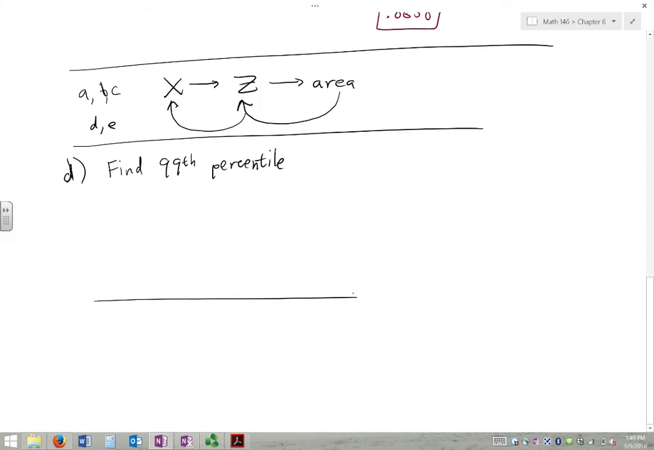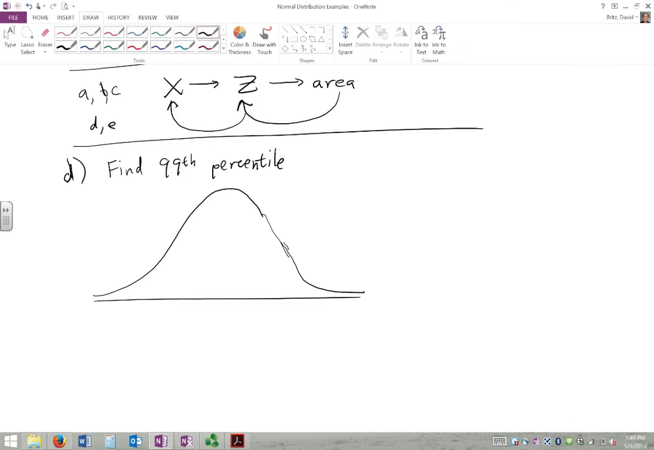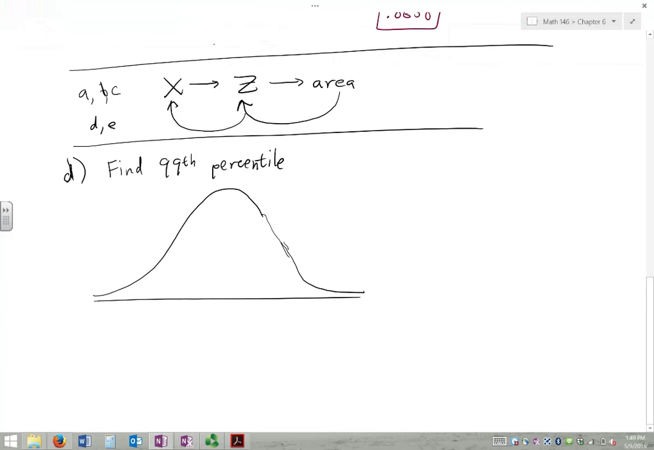Okay, so a few vocabulary things here. 99th percentile. What that means, remember back to chapter 3, is whatever score this is, and again, we'll put our z-scores here and our original data back here. 99th percentile means we want a 99% or 0.99 area to the left of that number, whatever that is.